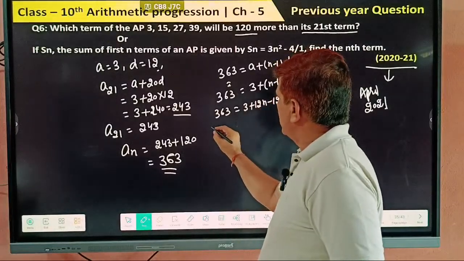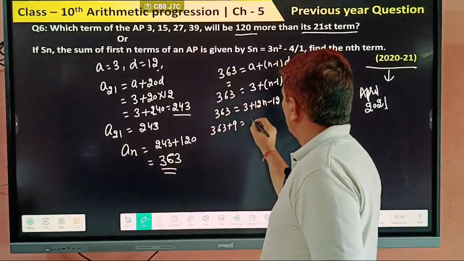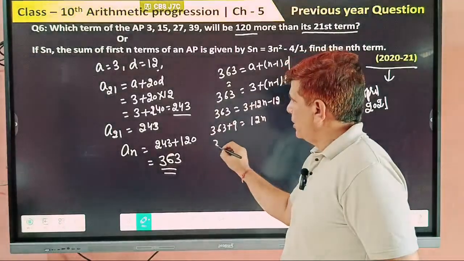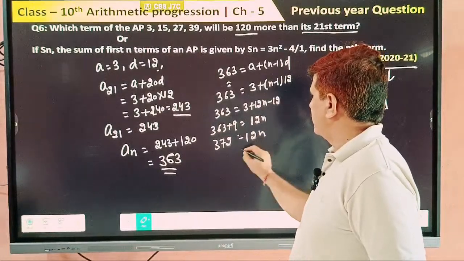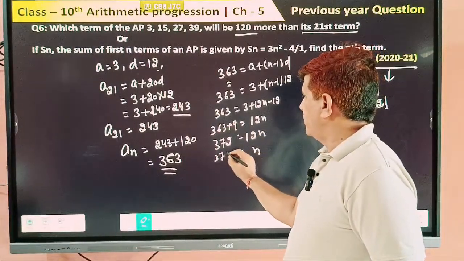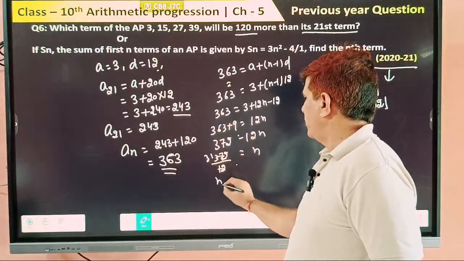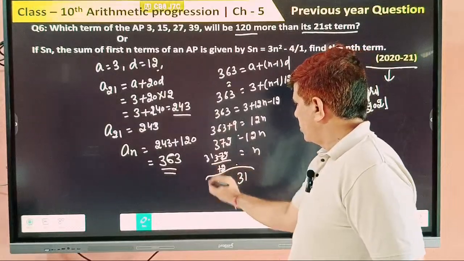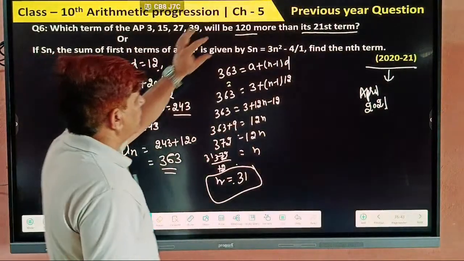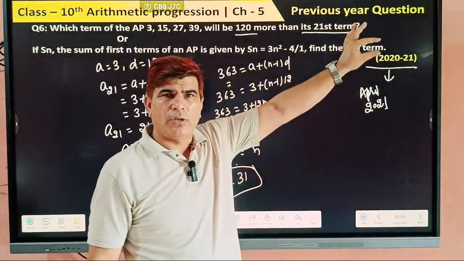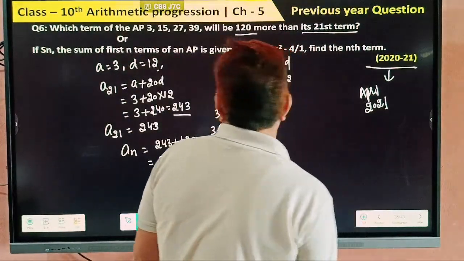Bring it to this side. 663 minus 3 plus 12 is 372, so 372 is equal to 12n. So what's your n? 372 by 12, so n equals 31. So the 31st term of the given AP is 120 more than its 21st term. Understood?